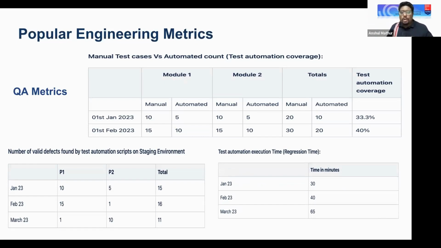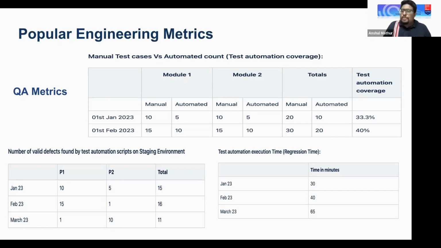The next one is test automation execution time, or you call it turnaround time, right? So you do automation for 2 basic reasons, right? One is to save your effort, the repetition, and another is to save time, right? So the value or the outcome of your automation should be to save some testing time, and that is what you're trying to capture with this metric called execution time.